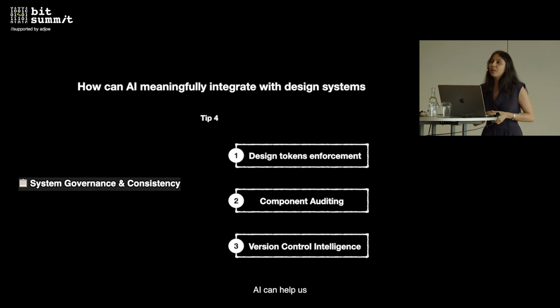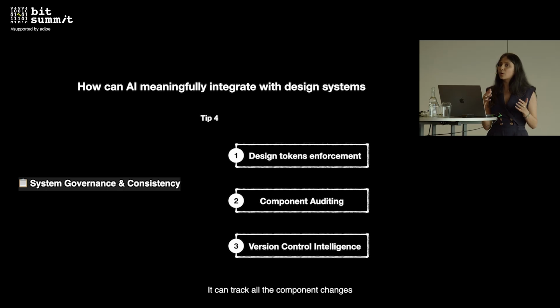Fourth, AI can help us enforce those design tokens. AI can scan the existing components and flag inconsistencies or give you consolidation suggestions. It can track all the component changes and suggest migration paths for deprecated elements. So for example, if you're hard coding a button component to say orange, it will automatically monitor it and tell you, no, this particular component is hard coded. You should be using a particular token for this button component instead.